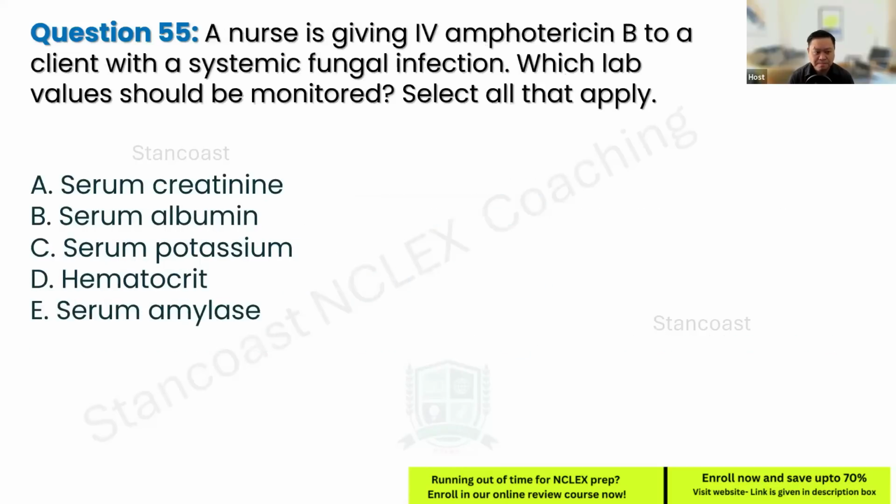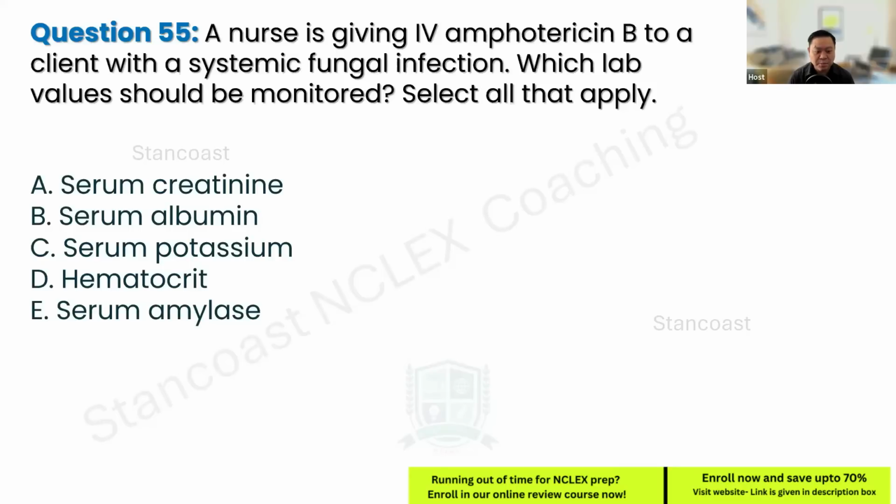Number 55. A nurse is giving IV amphotericin B to a client with a systemic fungal infection. Which lab values should be monitored? Select all that apply. A, serum creatinine. B, serum albumin. C, serum potassium. D, hematocrit. And E, serum amylase. This is a select all that apply.